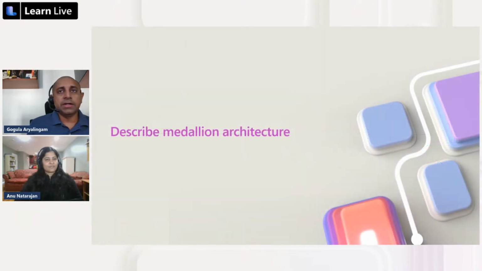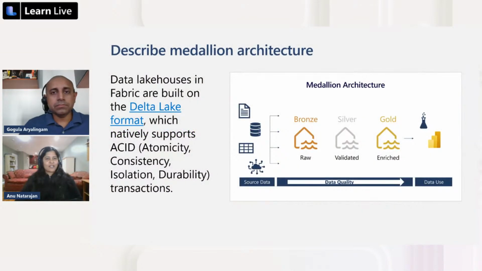Right. So let me hand it over to Anu to take you through the next section of describing the medallion architecture. Great, thanks, Gokula. And I think we are in the first part, which is trying to understand what medallion architecture is all about. If you think about data lakehouses, especially in Microsoft Fabric, they are built using the Delta Lake format. This Delta Lake format has been there even in Databricks, and the key advantage of this Delta Lake format is that it natively supports your ACID transactions. Whether we talk about atomicity, consistency, isolation, or durability, they are the core, and it is available as part of the Delta Lake format.